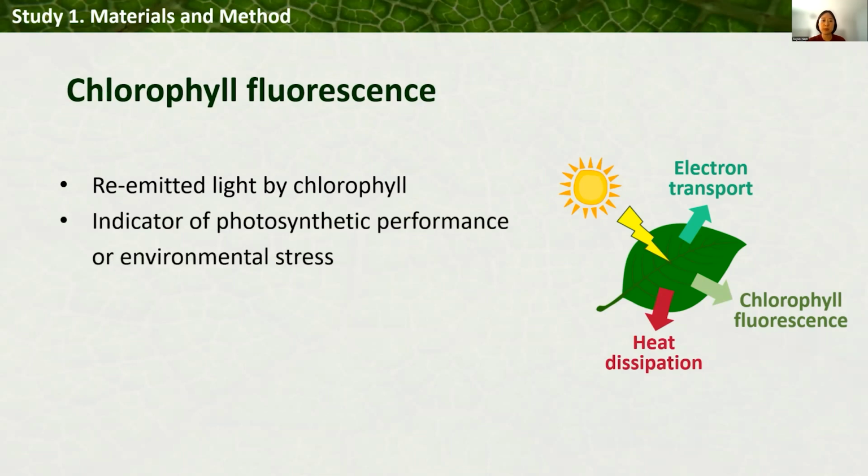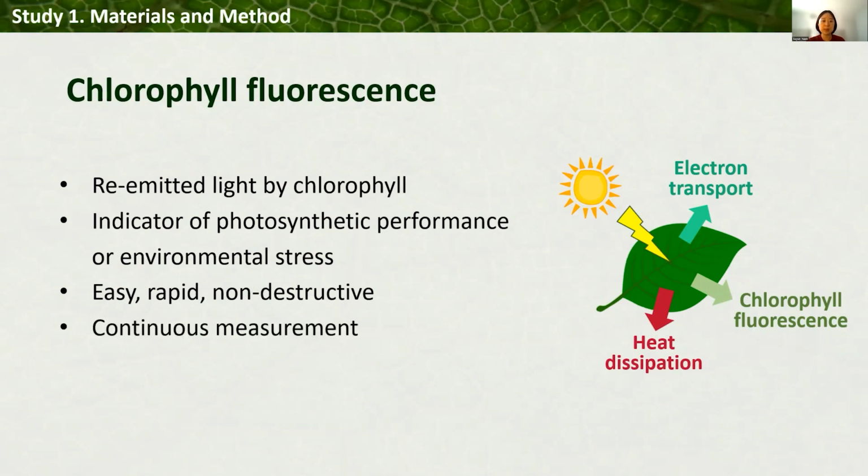So using this parameter, we can calculate photosynthetic performance, or we can evaluate how much environmental stress plants have gotten. It's relatively easy and rapid to measure, and it's also a non-destructive measurement. Continuous measurement is possible using a scheduled program with a data logger or a specific computer program, so that we can do real-time monitoring using chlorophyll fluorescence.